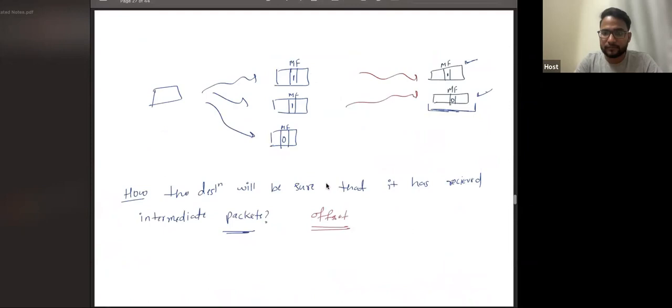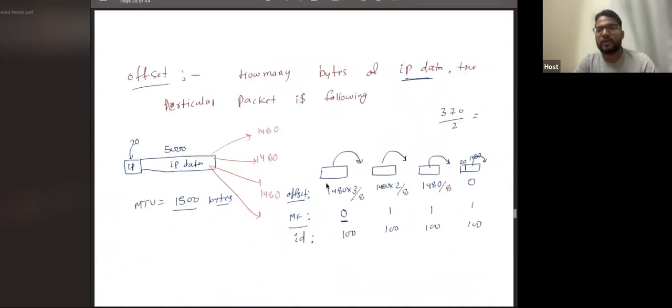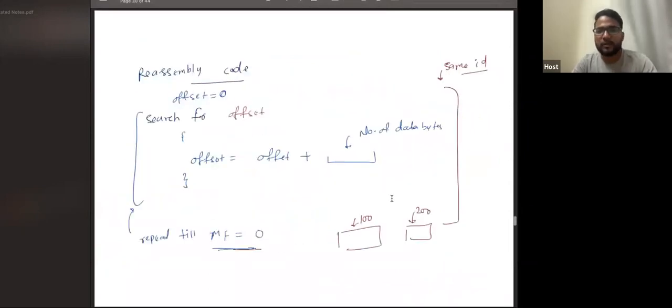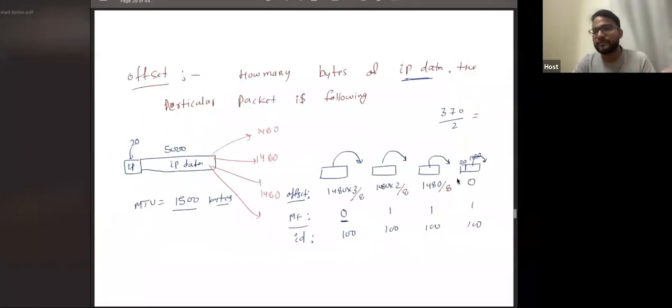Yeah. So these are the offsets that we have. Now at the reassembly, we will be searching for the packet that is having the offset 0. Once we get it, we will say, okay, this is the first packet because it is not following anything. Then we will increment it: offset plus the number of data bytes it has, divided by 8.